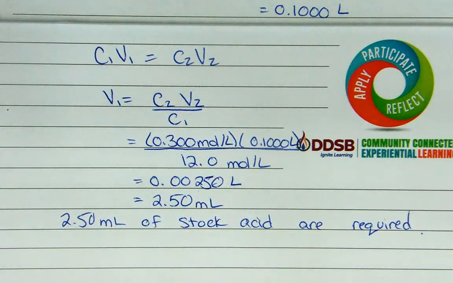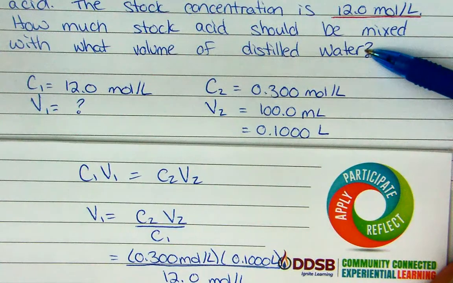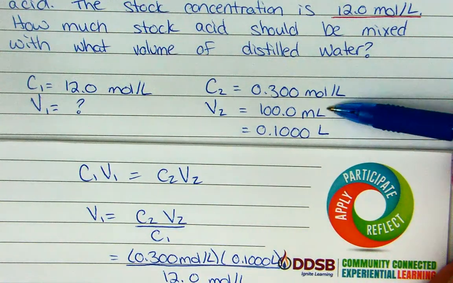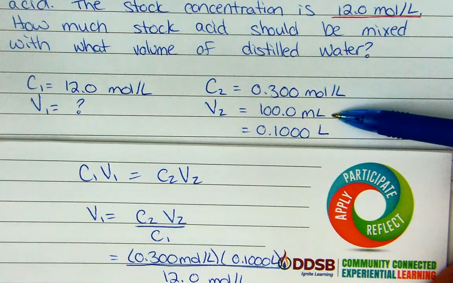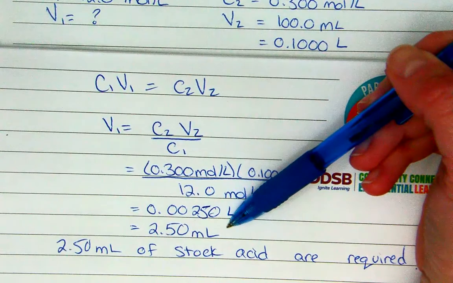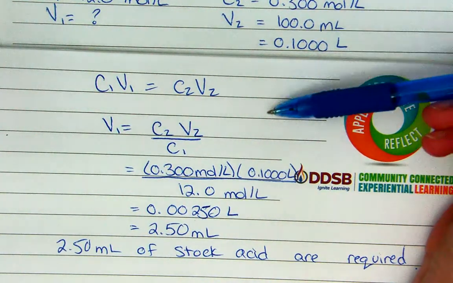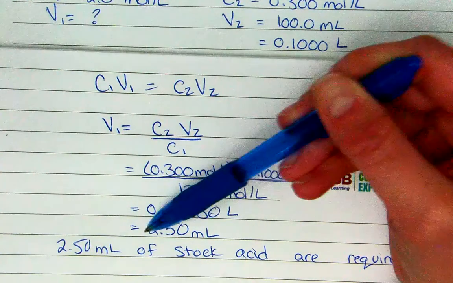Now, that's just part one. The other part is I said what volume of distilled water. And if you're saying 100 mL, you are wrong. Because we're not mixing a solid solute anymore. We're mixing a liquid. We've already got 2.50 milliliters of liquid. If I add 100 milliliters, my V2 is now going to be 102.50.